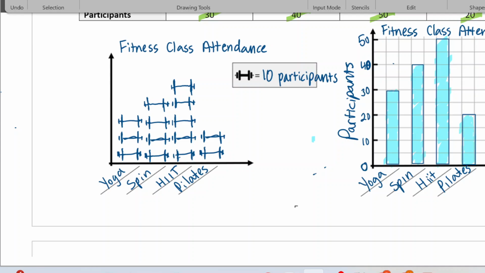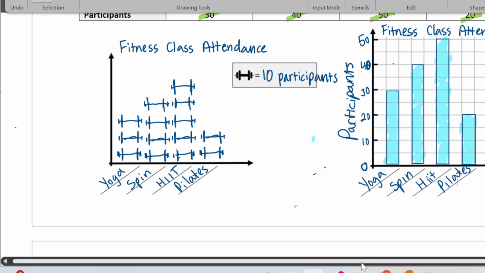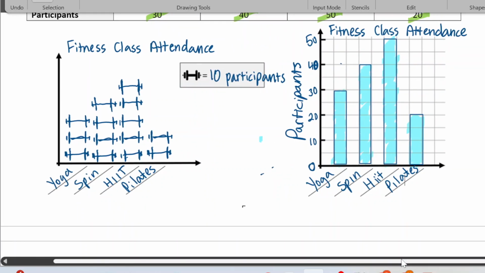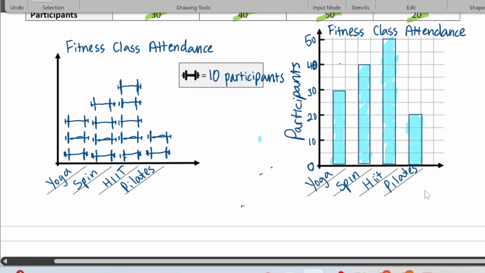So, double checking all the different features of our graphs. We've got a title for both. Just realizing I'm a little bit further over than I should be. There we go. We've got a title for both. We've got labels. We've got consistent size pictures and bars. And so our graphs look pretty good. And they show the same trends, right? We can see easily from the picture that HIIT is the most popular, Pilates is the least popular.